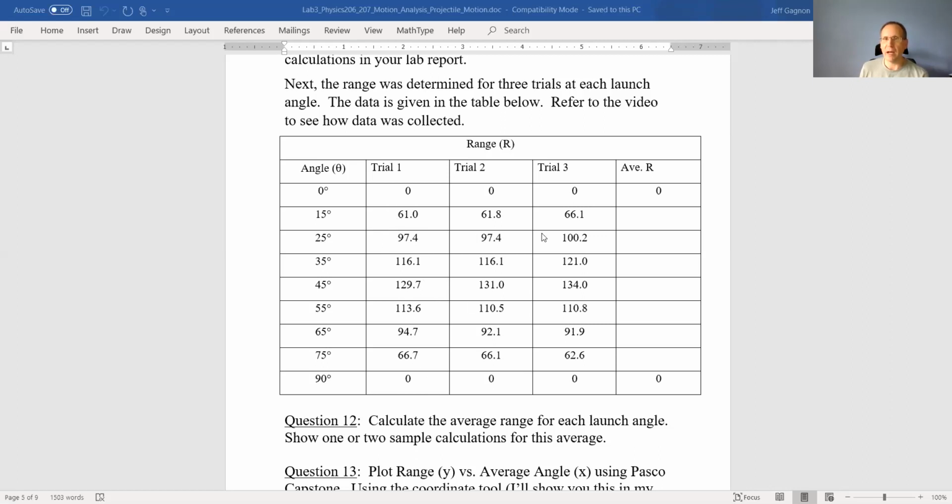Okay, so I did 3 trials. So for question 12, all I want you to do is to average these values. So you're going to have an average range for each of those angles. Okay, so just average the 3 trials for each angle. And maybe show me 1 or 2 sample calculations for that average.